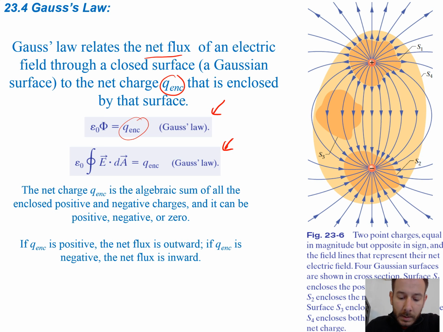So if the enclosed charge is positive, the net flux is going to be outward. And inversely, if the enclosed charge is negative, the net flux is inward.